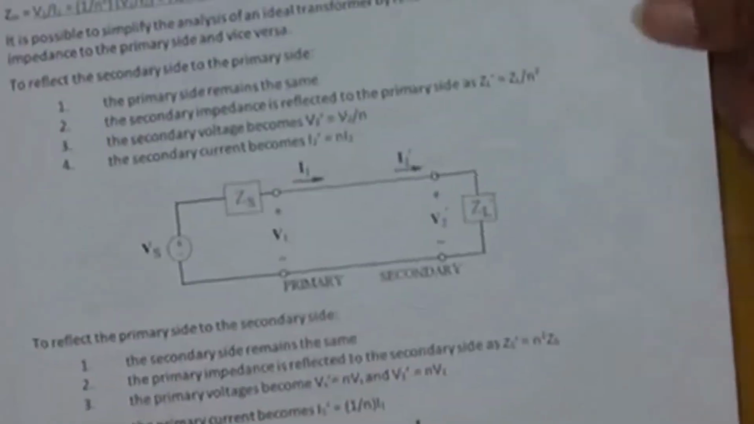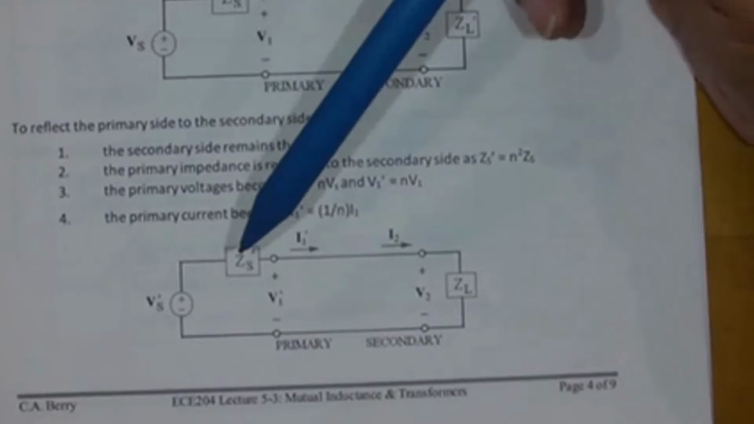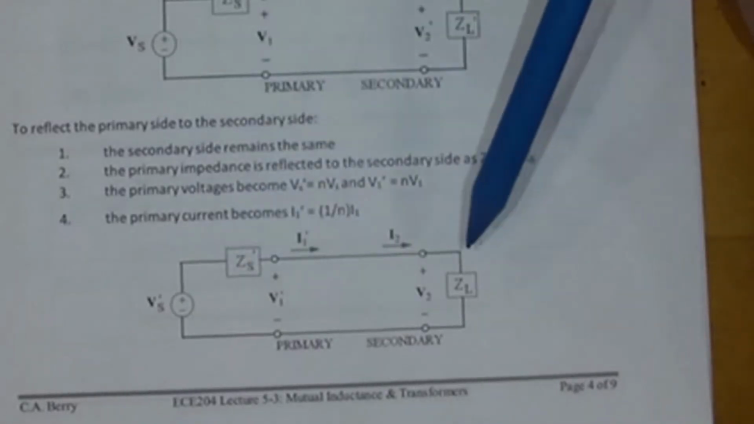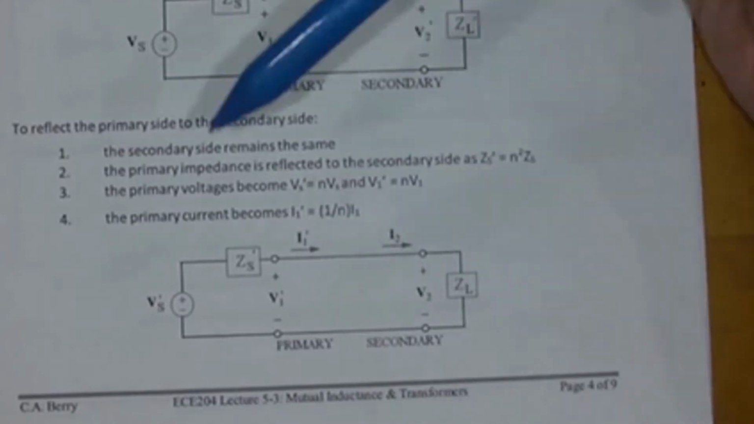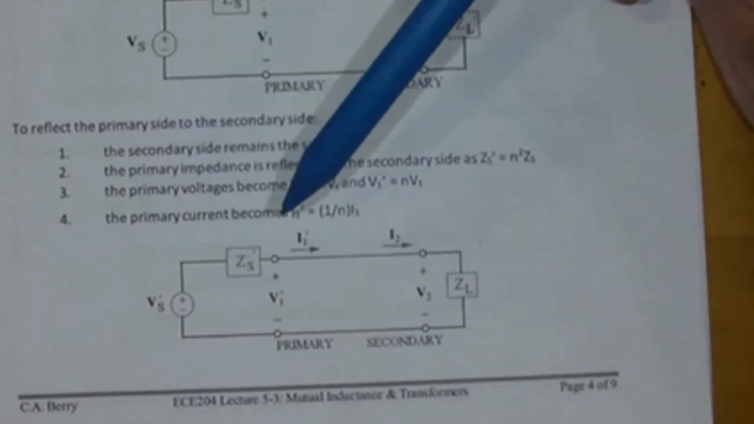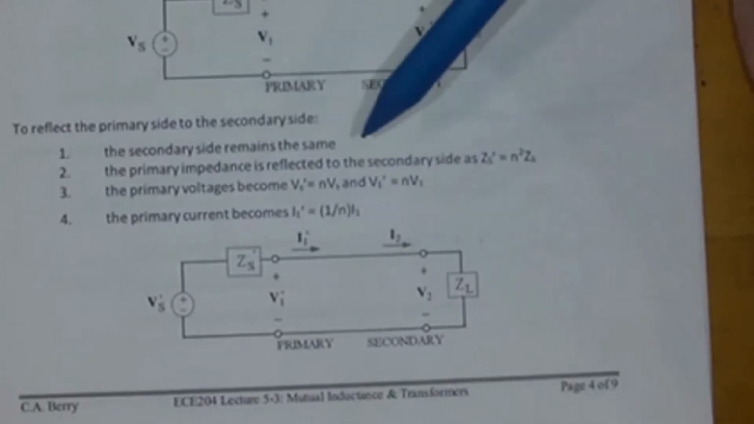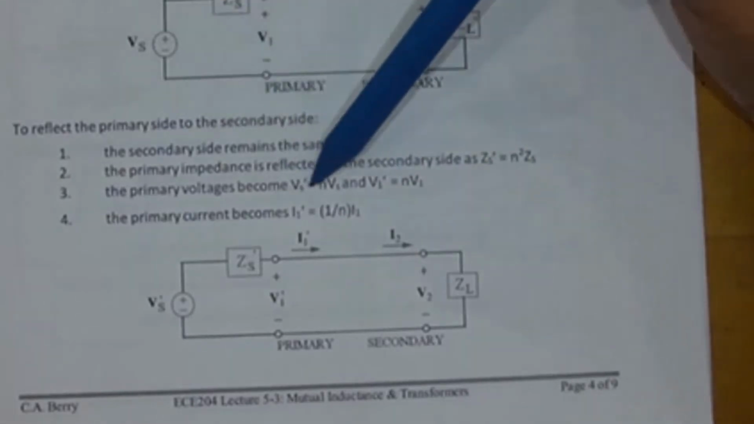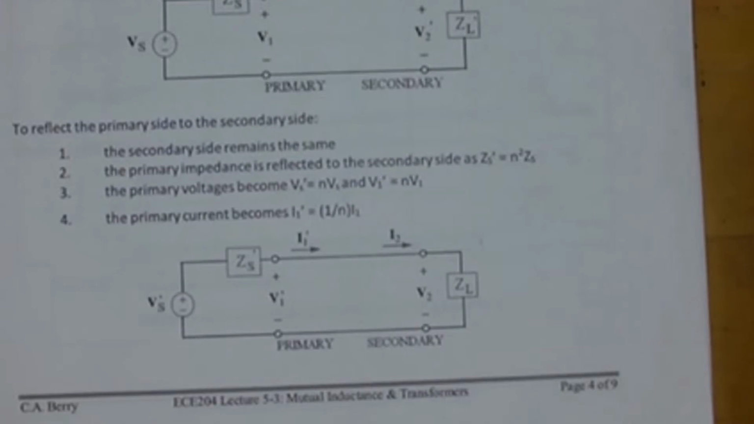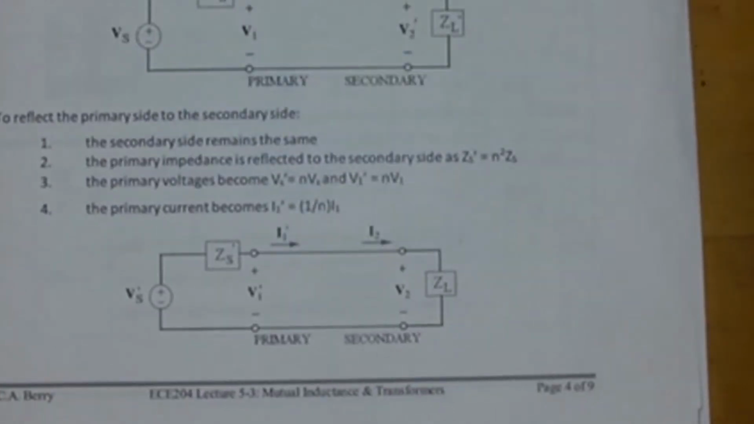Or I can make a loop circuit by going the other way, by reflecting the primary to the secondary side. Now for this one, the secondary remains the same, V2 and ZL, and I use my formula so I can reflect ZS prime and it becomes N squared ZS, and VS prime becomes NVS, or V1 prime becomes NV1, and I1 prime becomes 1 over N I1. And now it's easier to solve because I have a loop equation and I can find voltages and currents and things.